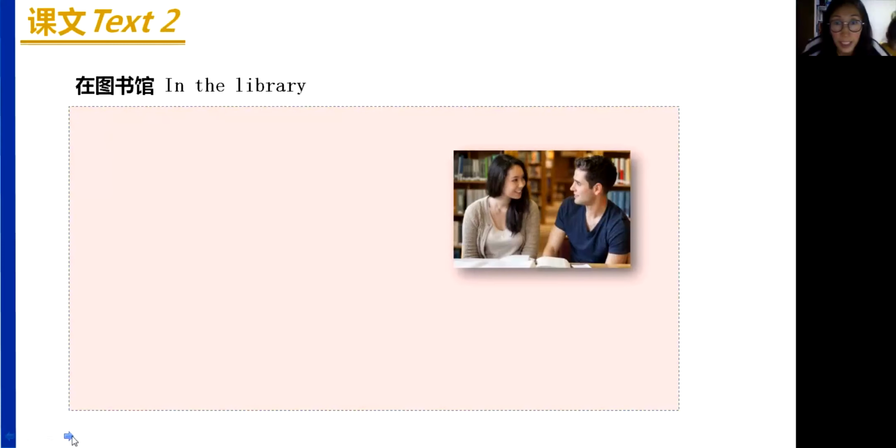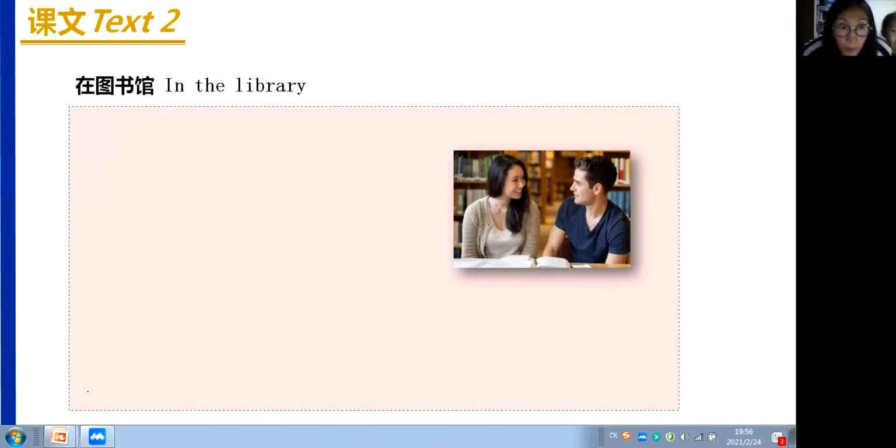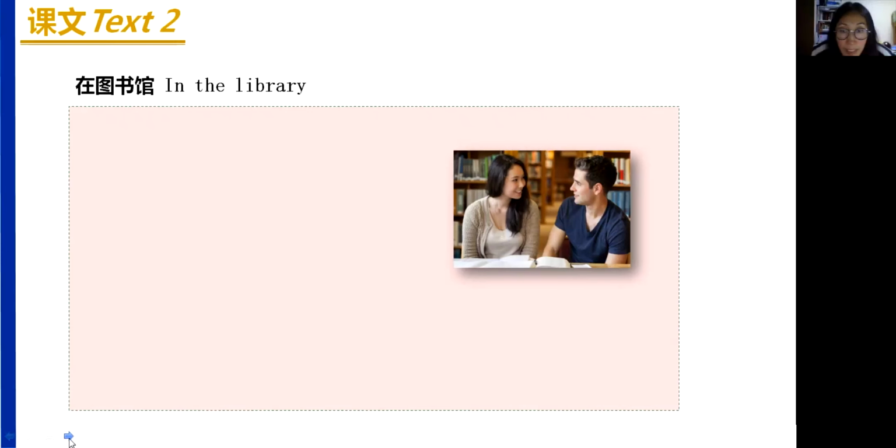It's a library. 图书馆. Zai, what? This one, library is 图书馆. Library. 在图书馆. Yes, in, 在图书馆.